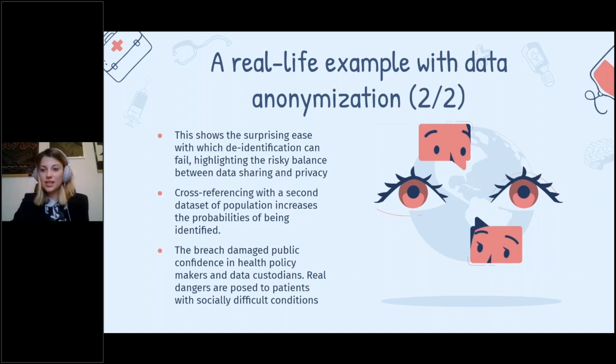Real dangers are posed to patients with socially difficult conditions. The project was halted and the dataset was removed immediately. The spokesperson said the department has since taken further steps to protect and manage data. The department is also working with the University of Melbourne and has already acted to improve its process.